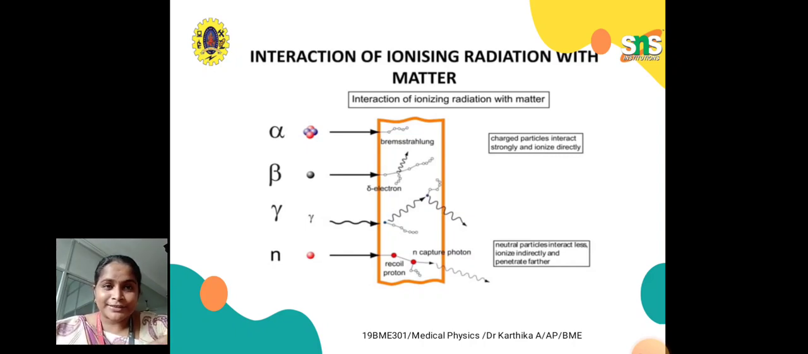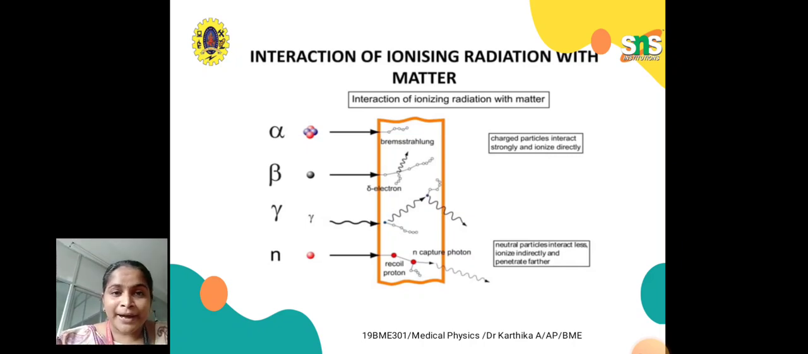Here we consider the interaction of ionizing radiation with matter. On the left-hand side we have alpha, beta, gamma and neutrons. These are all called particles. And we have the interaction of ionizing radiation with matter. In this, charged particles interact strongly and ionize directly, and we also have neutral particles that interact less, ionize indirectly and penetrate further. Here we mainly use the Bremsstrahlung principle.